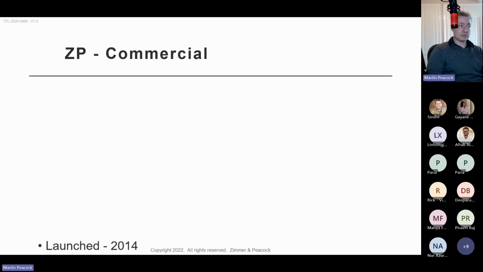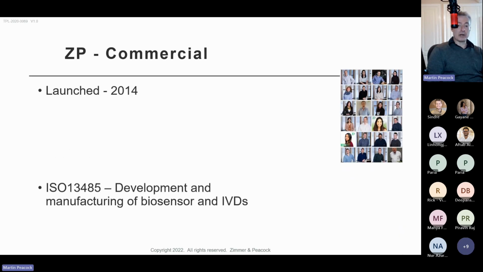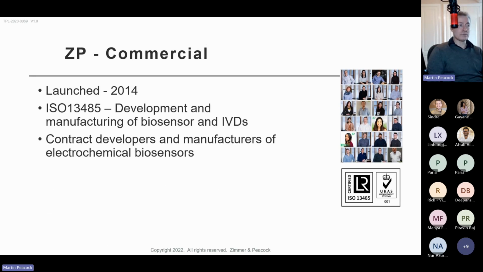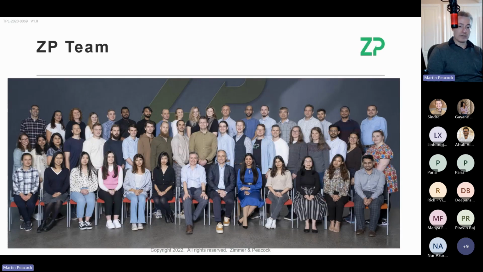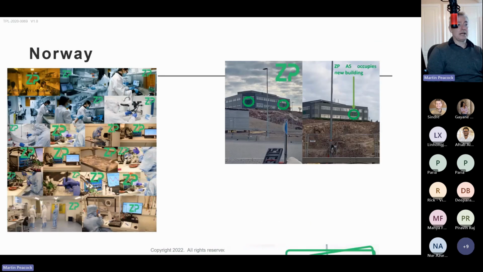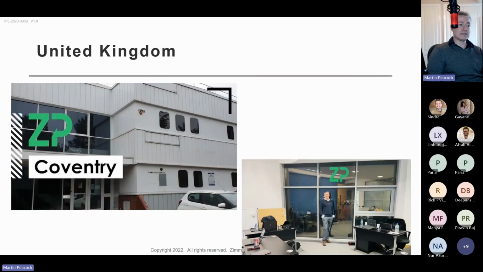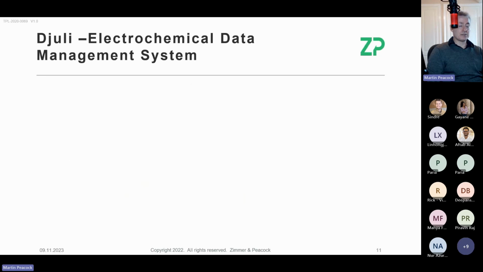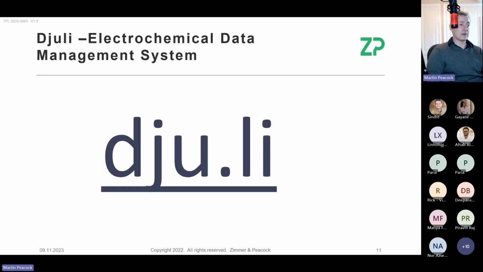I'm not going to spend a lot of time talking about ZP. We've been around for 9 years now. We are ISO 13485. We do a lot of development, primarily in the UK and Norway. We have an international team, and our facilities really are kind of state of the art. As I say, UK and Norway is primarily where we're at.